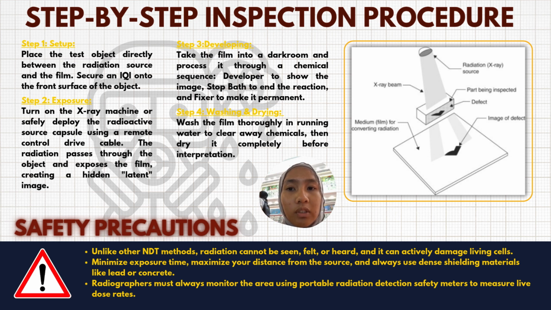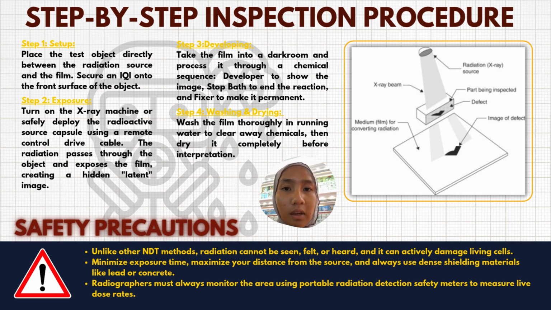Second is the exposure. We have to turn on the X-ray machine or safely deploy the radioactive source capsule using a remote control. The radiation will pass through the object and expose the film, creating a hidden latent image.